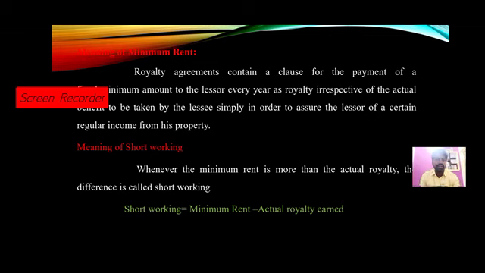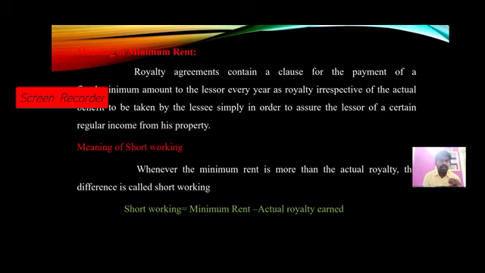Next, meaning of minimum rent. Royalty agreements contain a clause for payment of the minimum rent to the lessor. In a royalty agreement there is a clause to pay the minimum rent to the lessor every year as royalty, irrespective of the actual output taken by the lessee, simply in order to assure the lessor of a certain regular income from his property. Here the lessee pays a minimum or fixed amount to the lessor, which we call minimum rent. This is the clause in the royalty agreement.